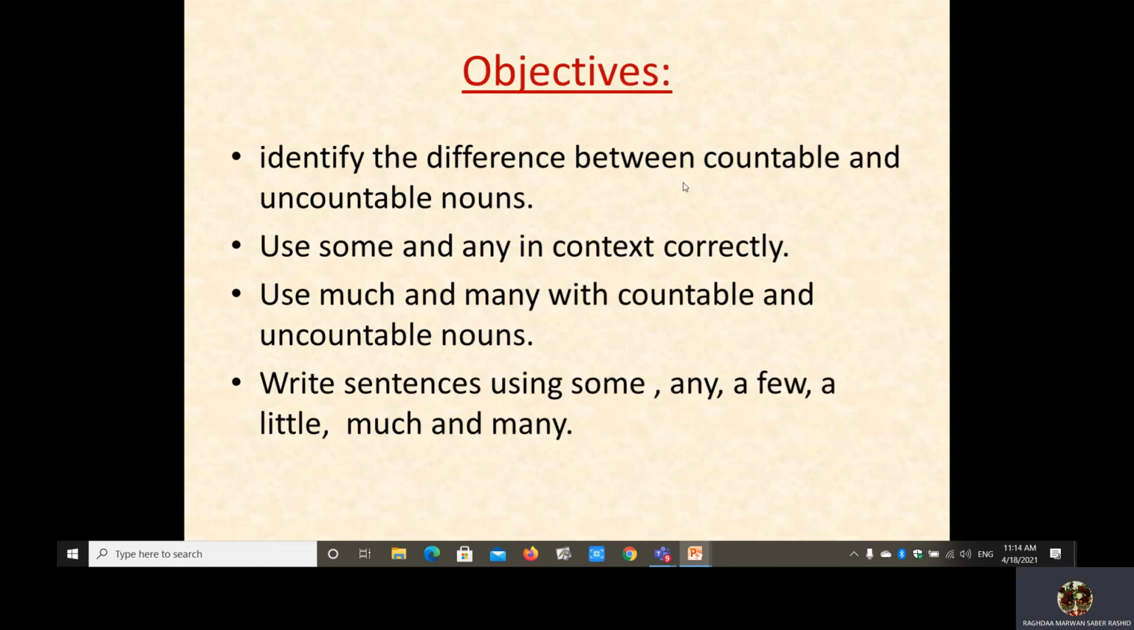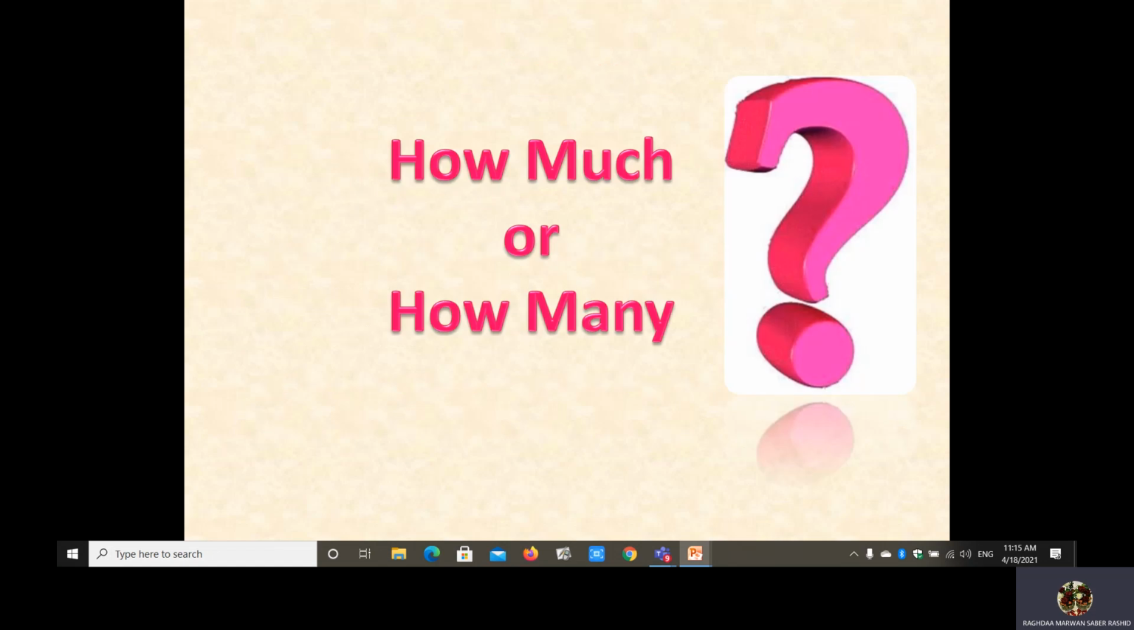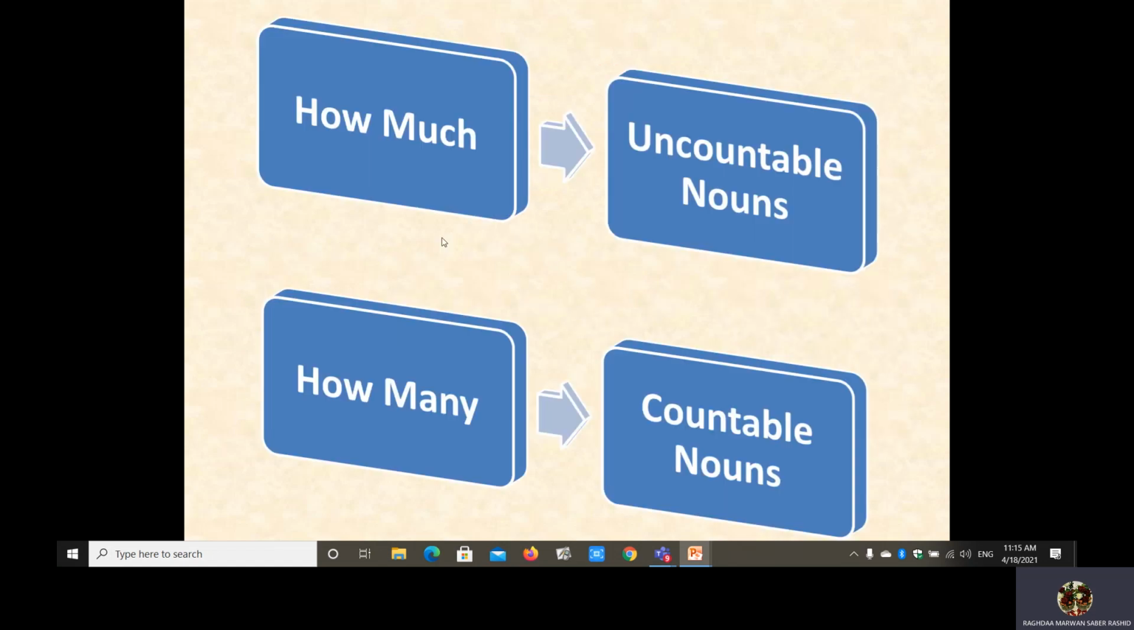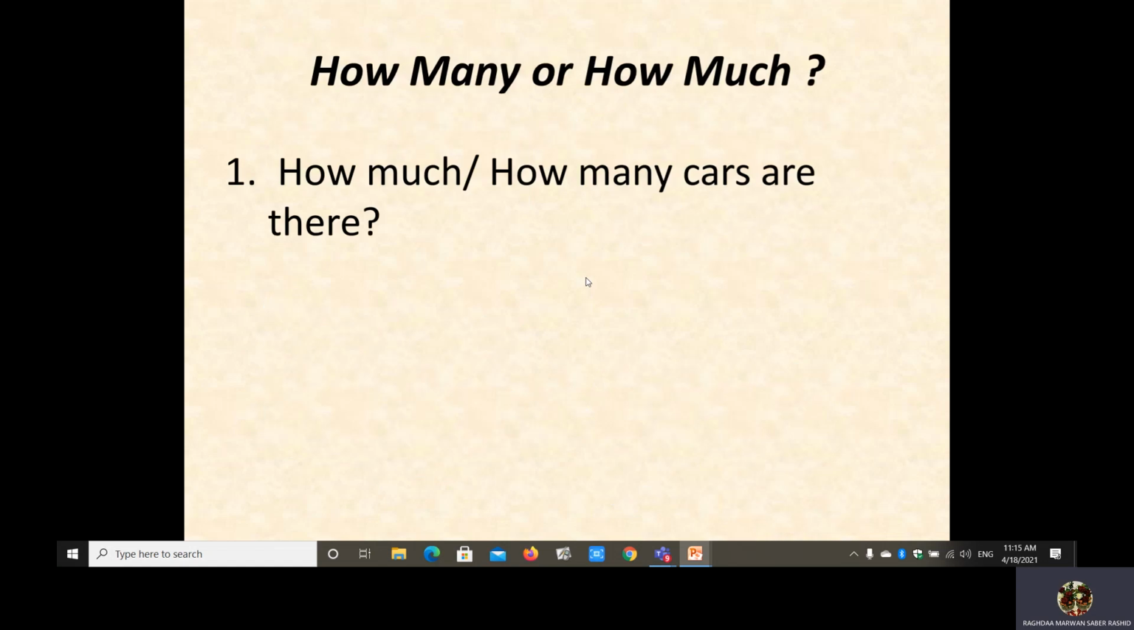Now we finish with the first two objectives. Identify the difference between countable and uncountable nouns. Use some and any in context correctly. And now we're going to use much and many with countable and uncountable nouns. How much or how many? We use how much with uncountable nouns, and we use how many with countable nouns. Let's see examples. How much or how many?